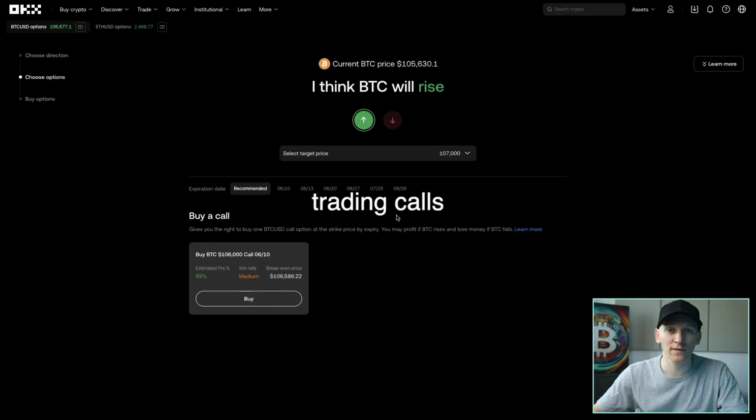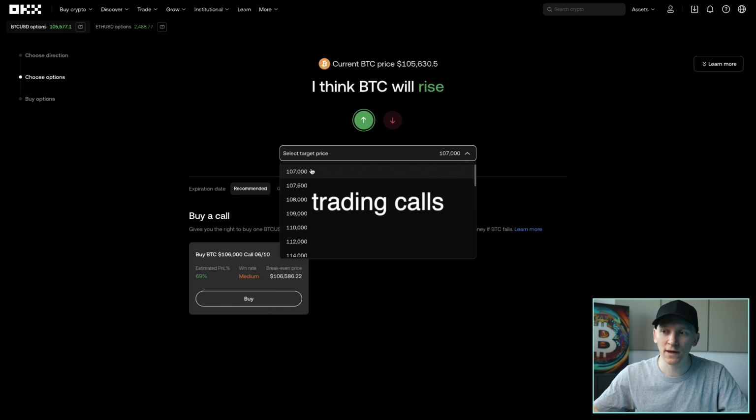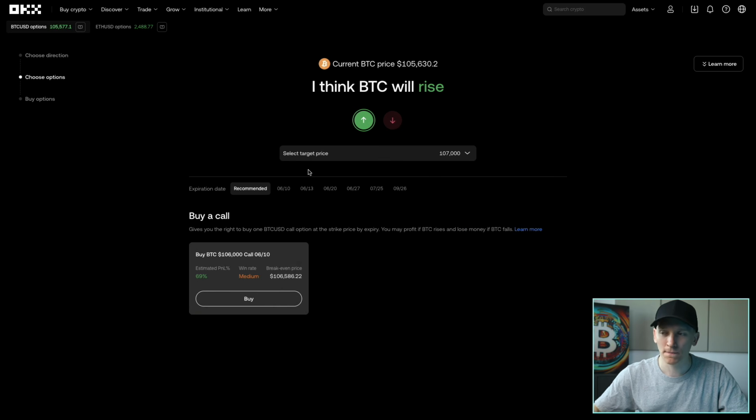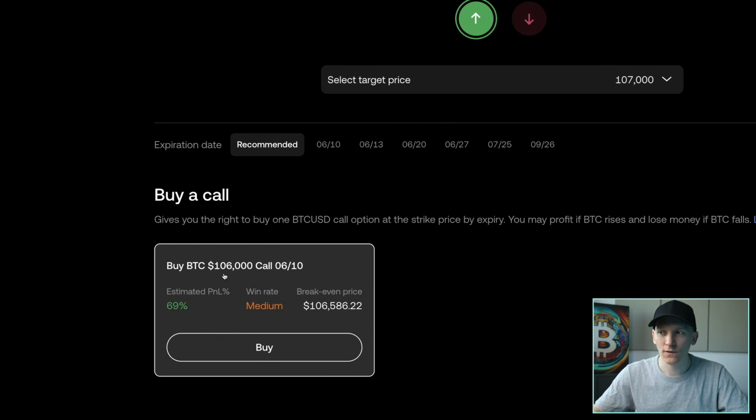Let's go through a sample trade then that benefits when the price rises. So we're going to click, I think Bitcoin price will rise. Here's the target price. Let's say that we think the Bitcoin price can get to 107,000 by next week. The current Bitcoin price is 105,600. Our target price is 107,000. And it's recommending this one here, which is the 106,000 call option. So the current price is 105,600. We're going to buy an option to buy at 106,000. You can see that here.